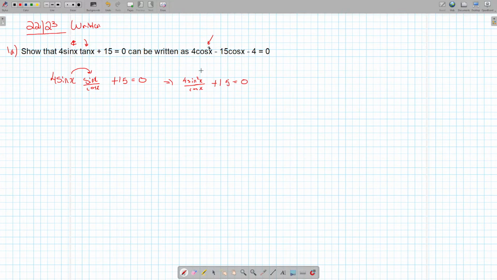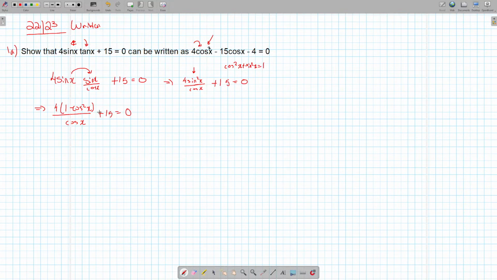What can we do here? We want to end up with cosine squared. Can you change any of this into cosine squared? Yes, using the Pythagorean identity, cosine squared x plus sine squared x is equal to 1. You can manipulate sine squared x to get 1 minus cosine squared x, right? So we're going to rewrite this as this, over cosine x plus 15 is equal to 0.